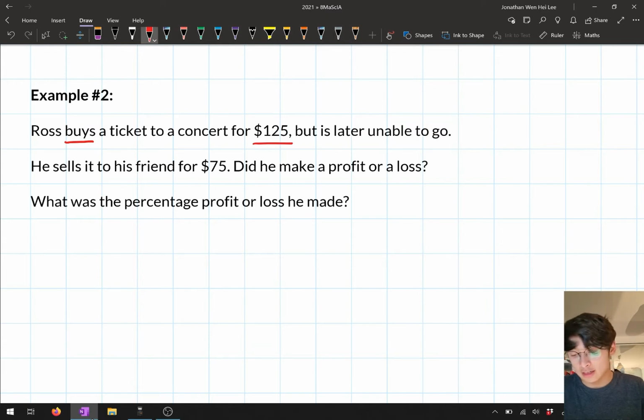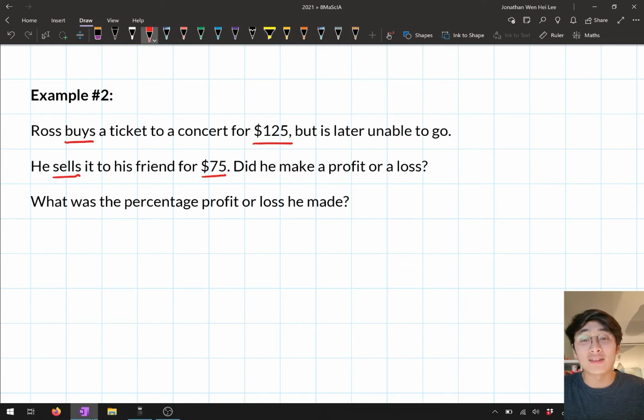Let's have a look at the next sentence. He sells it to his friend for $75. Well, the important part here is he sells it for $75. The $75, a numerical amount, is going to be important for me. But it's also the fact that he's selling it. That's what tells me what this $75 refers to.